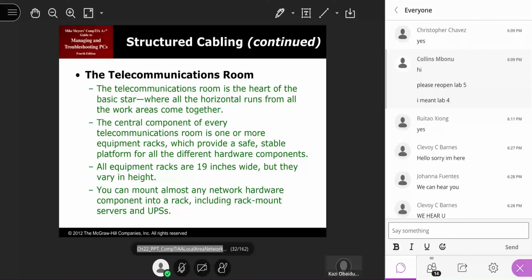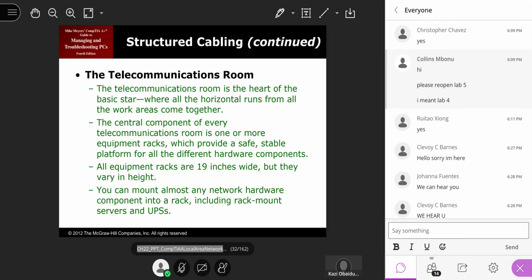If you keep everything open, then one is interrupted by the other. We have to use racks, with a standard measurement. All equipment racks are 19 inches wide, but they vary in height. Height varies, width is the same.